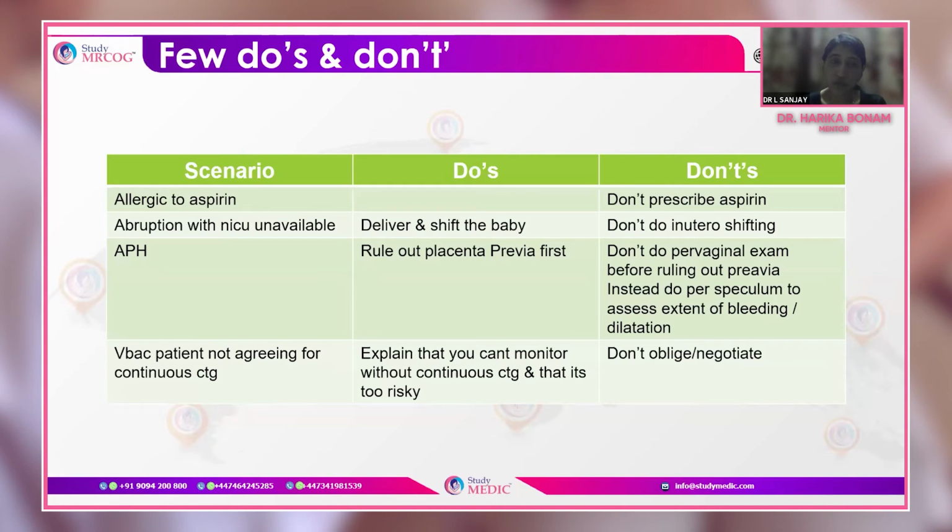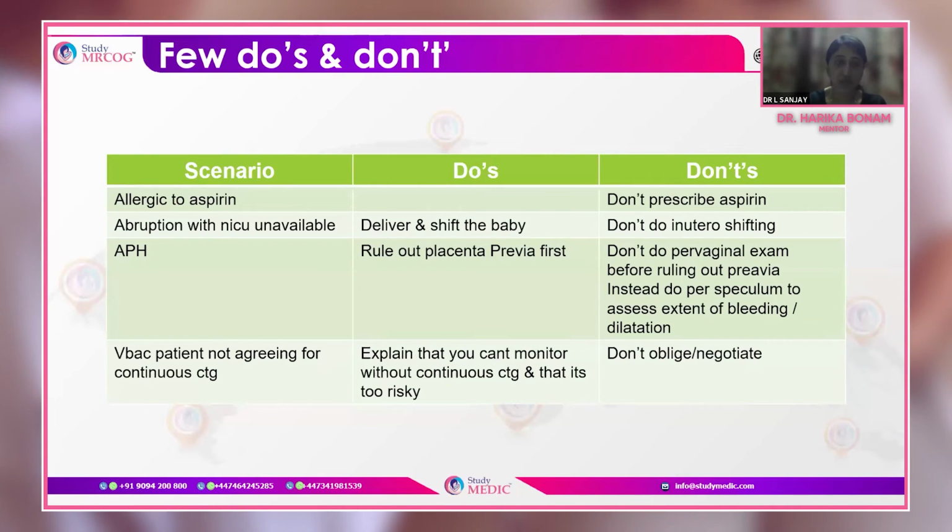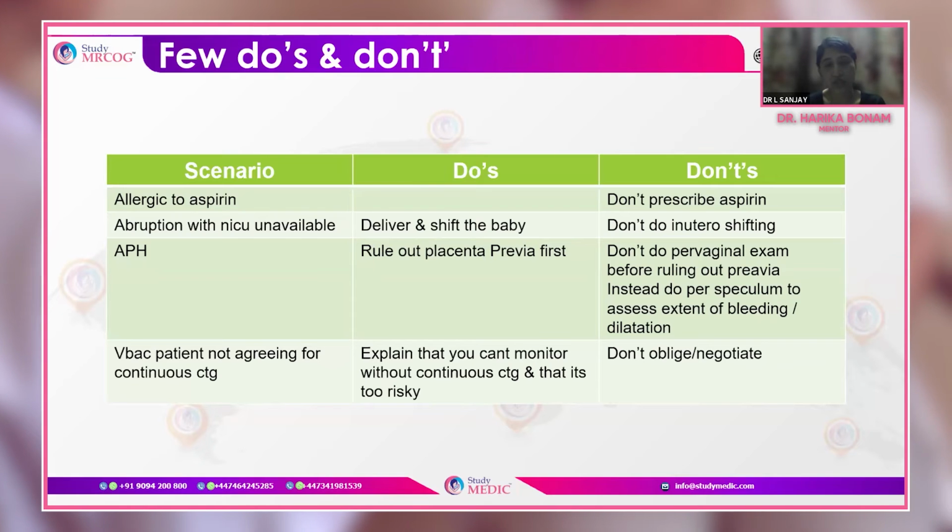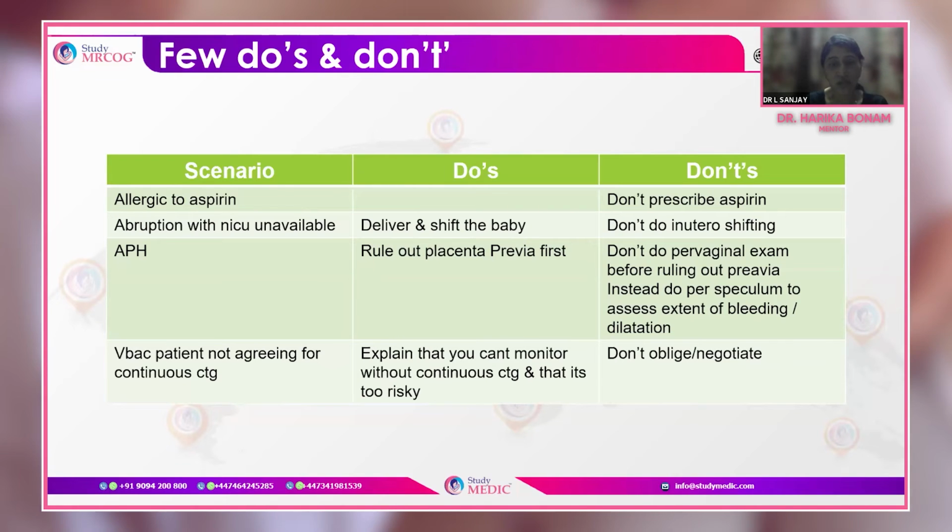And coming to the abruption patient in specific, in the abruption case scenario, they'll mention that NICU facilities, or tertiary level NICU, are not available. In those situations, we think abruption is there, NICU is not available, we'll forget abruption, think it is antepartum hemorrhage, and talk about in utero shifting.